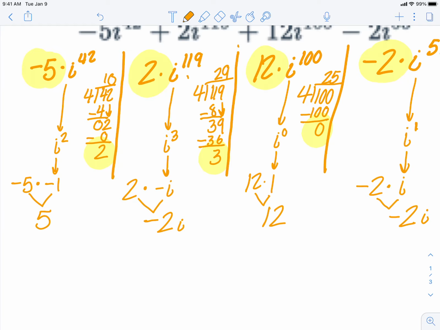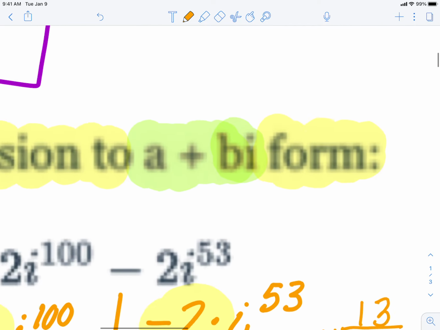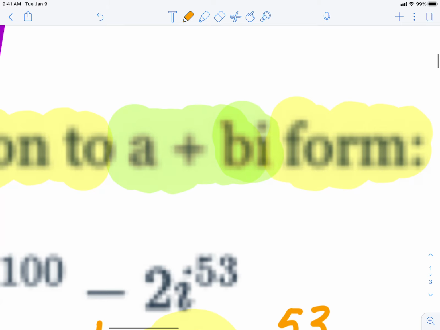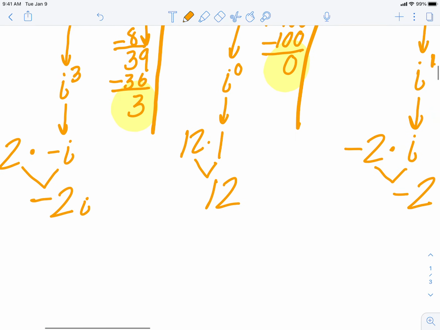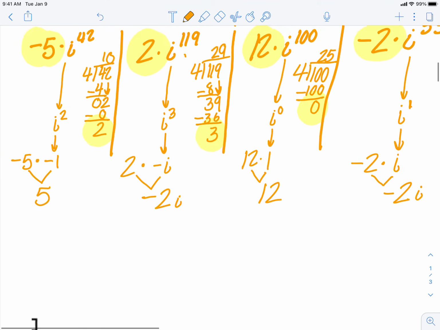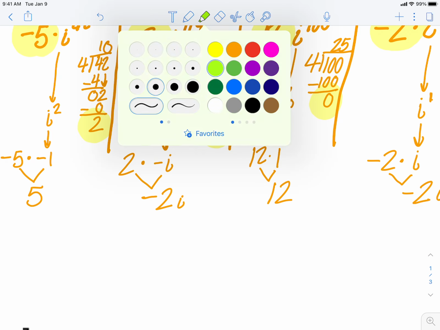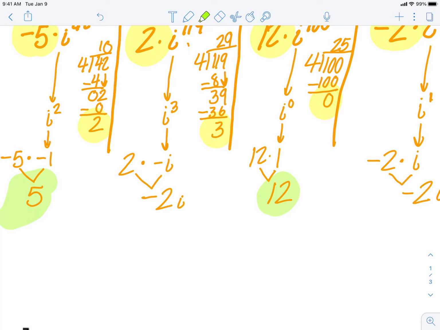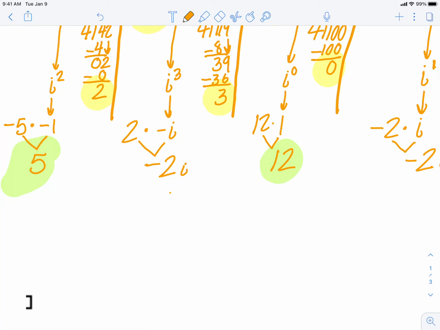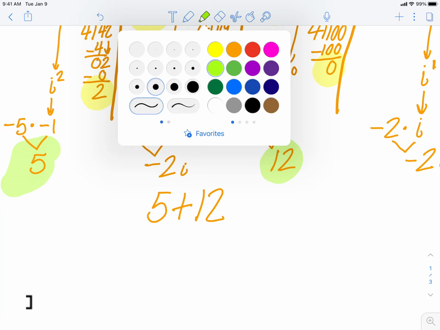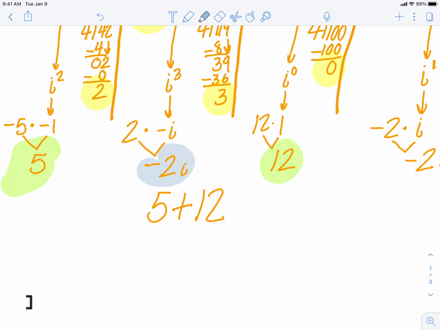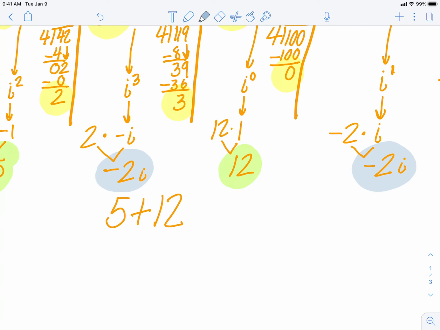Now I'm going to combine them. Now remember, I want A plus BI form, right? A meaning the real numbers first, BI meaning the imaginary number second. So my real numbers here are, let's see, 5 and 12. So I'm going to write those down first. 5 plus 12. It's a positive 12, right? And that leaves my imaginary numbers as negative 2i and negative 2i. So I'm just going to write those down right here. Minus 2i minus 2i.